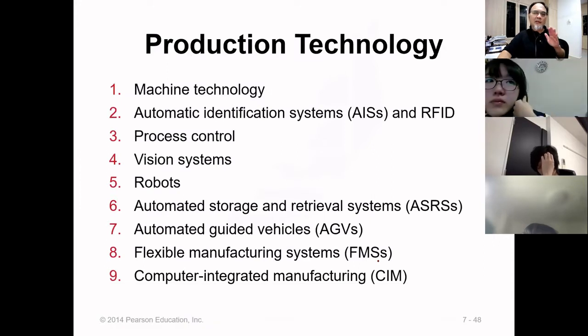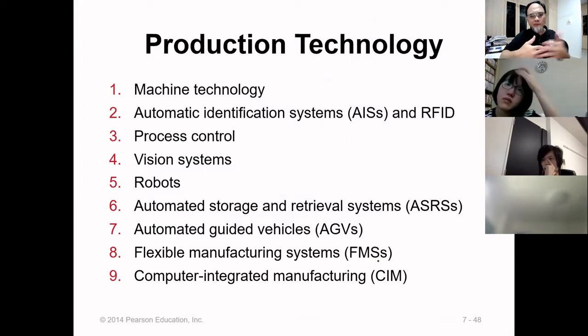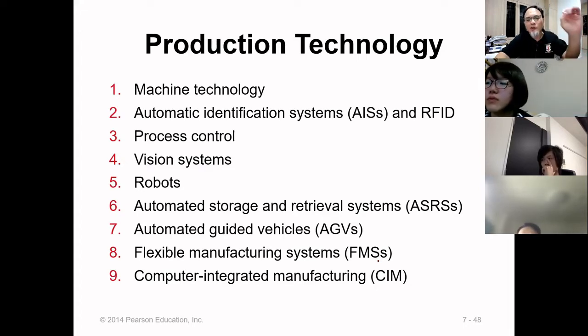Now, I don't want to go to very, very detailed on production technology, but just to make you aware, to make products, you talk about process design. Process means we need to have steps of doing job as well as machines and equipment. So these are the range of equipment and technology. Machine technology, automatic identification system, RFID. You've seen this, there is RFID. QR code. Now we go everywhere, QR code.